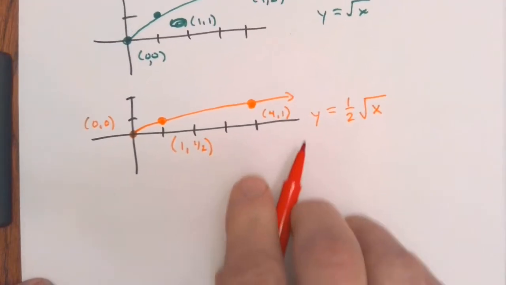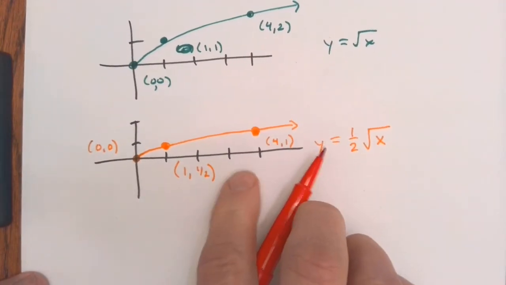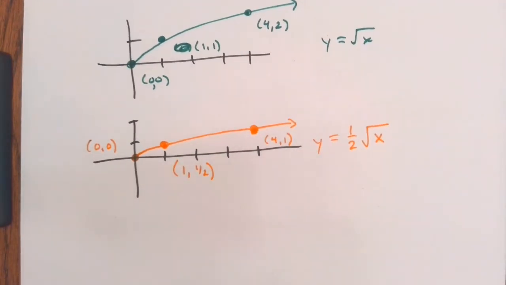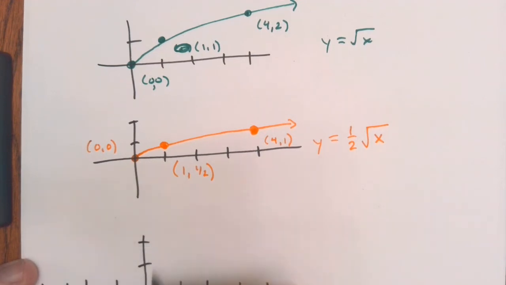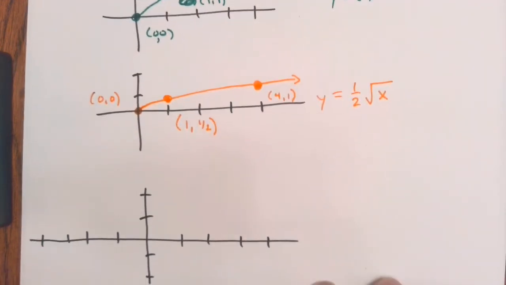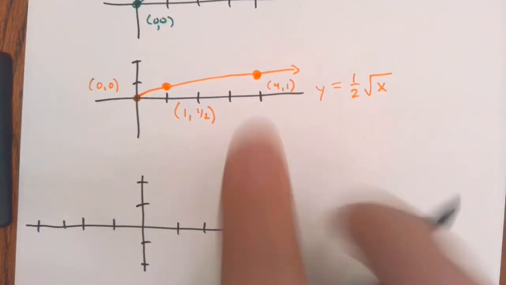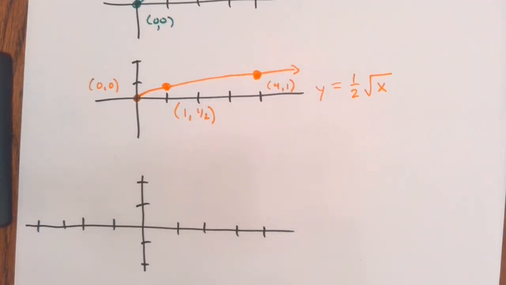We've already done our compression by a half, so if I take this orange graph and I slide it over to the left 4 units, then we will have our final graph. So I want to take the orange graph that we have, and I want to slide each one of the points that we have over to the left 4 units. I have a point here at 0, 0, so I'm going to slide that over 4 units. That would be at the point -4, 0.